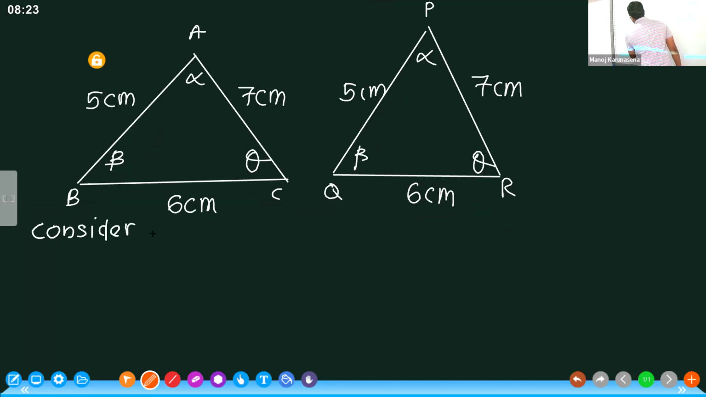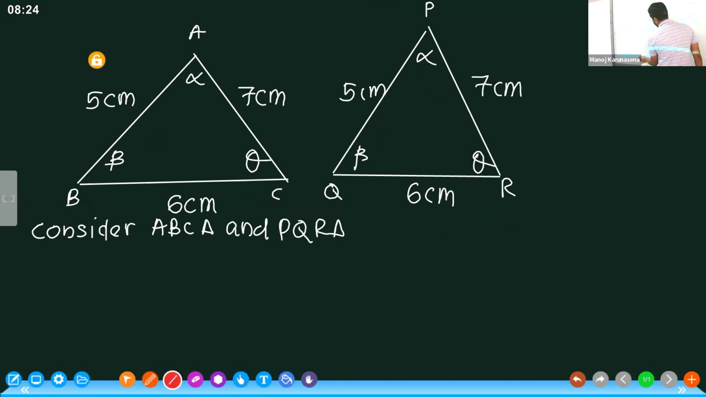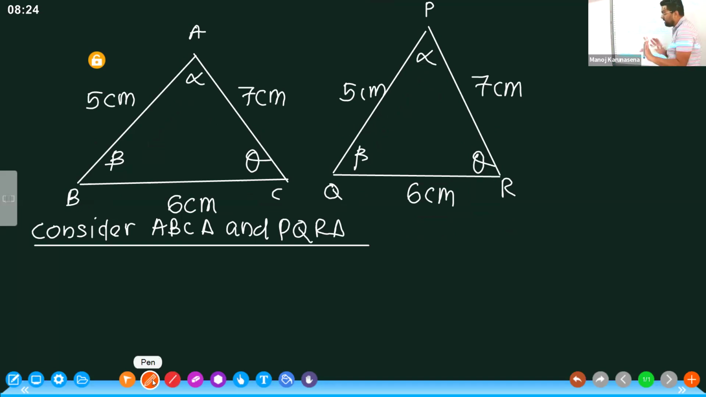Consider ABC triangle and PQR triangle. Okay. Now I'm going to consider the elements in the triangle ABC and also the triangle PQR.